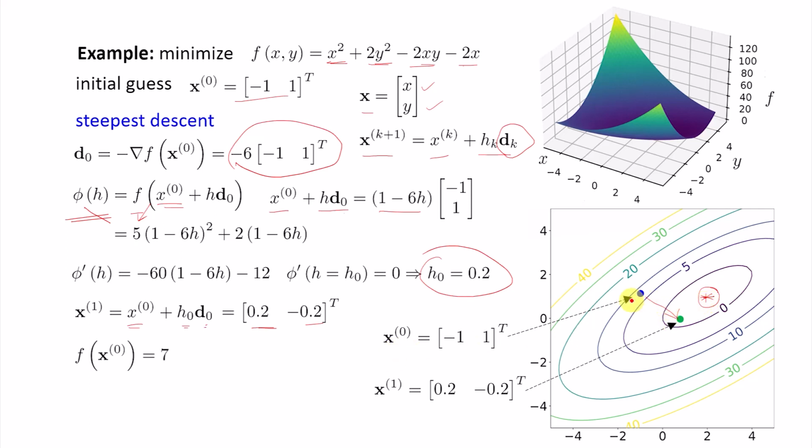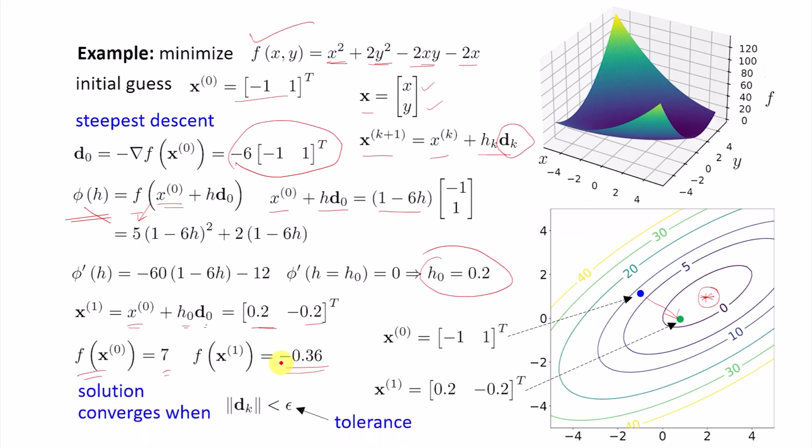Just to look at the values, at this blue point the value of the function was 7. And now at this green point, if I plug 0.2 and −0.2 into this expression, I get that the value of the function at x1 is −0.36. If you remember, we discussed that this particular problem has its minimum at −2. So you can see that in one iteration we have jumped from 7 to −0.36, pretty close to the actual solution in the first iteration itself.